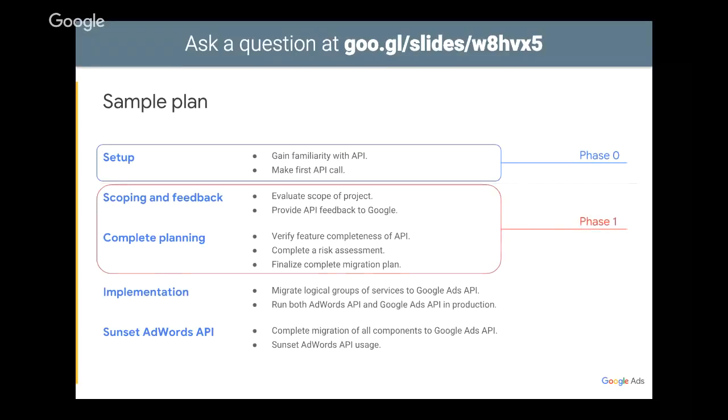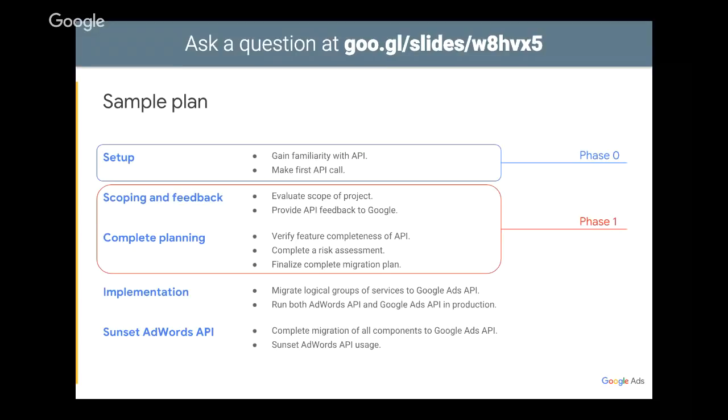Move on to phase 1. Phase 1 involves scoping, providing us feedback. We still have a feedback mechanism. Again, this is still a beta, and we want to hear your feedback, and finishing your planning. So in this phase of the project, you want to start evaluating the scope of what you need to do. Again, if you have time and you have things that you want, features, things like that, provide us feedback. Verify feature completeness of the API. Complete a risk assessment. If you have a really large code base, it's really important to know where things could go wrong and plan for that. And finalize a migration plan.